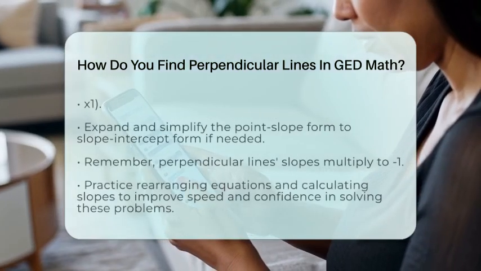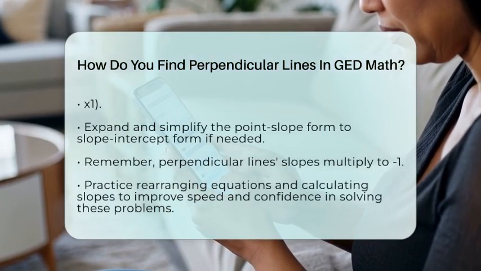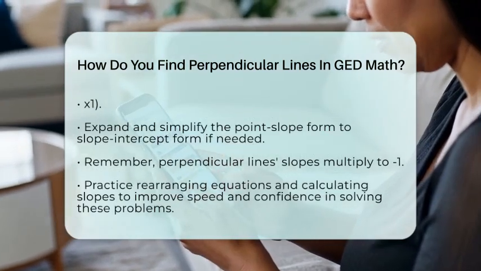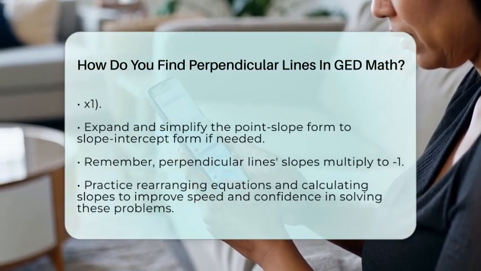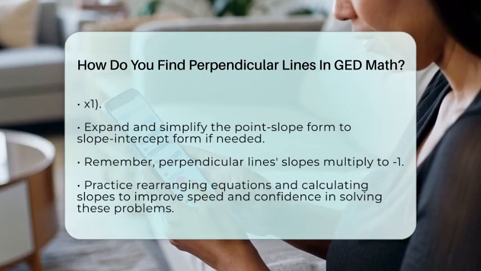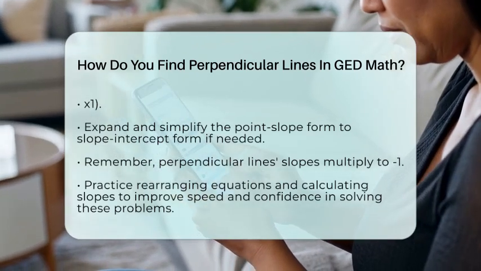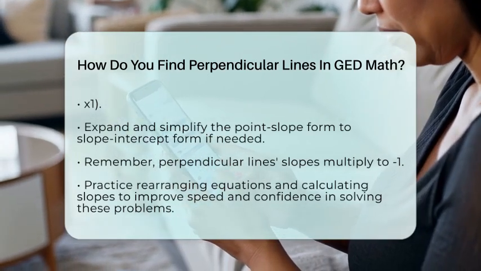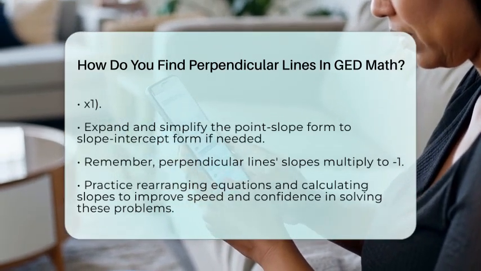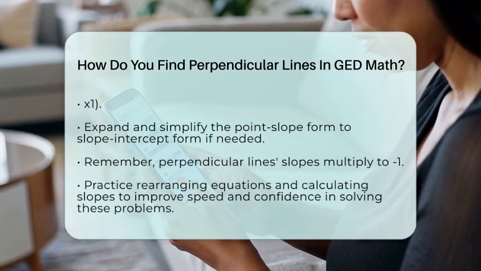Remember, the key is understanding the relationship between the slopes. Perpendicular lines always multiply to give -1. So, if you find the slope of one line, just flip it, change the sign, and you have the slope of the line perpendicular to it. This trick works whether you're working with equations in slope-intercept form or standard form.